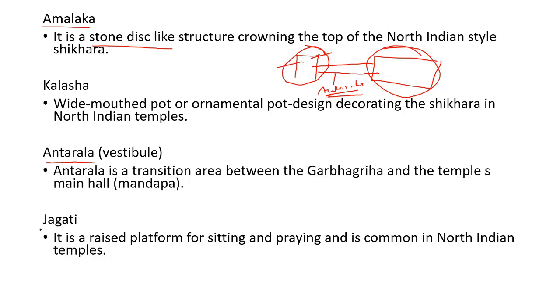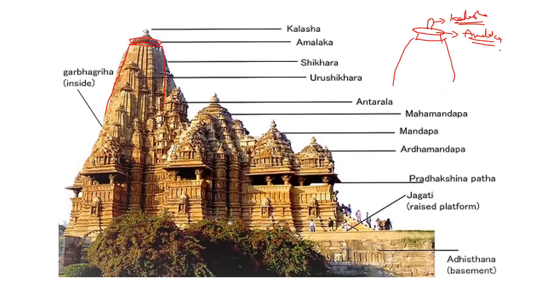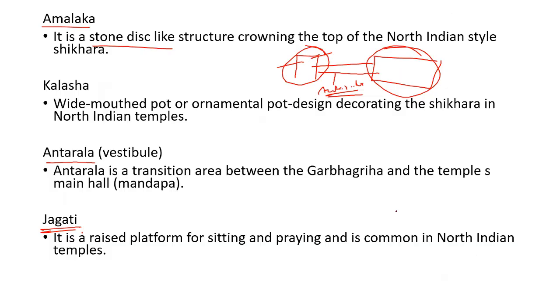Then Jagati. Jagati is a high raised platform for sitting and praying. Here you can see, this is a high raised platform, right? Here it is a Jagati. Here we can sit and we can pray. Understood all of you? So these are the features of Hindu temple architecture style. This is present in each and every style of temple architecture in India.